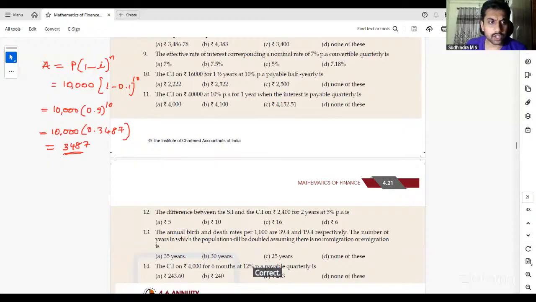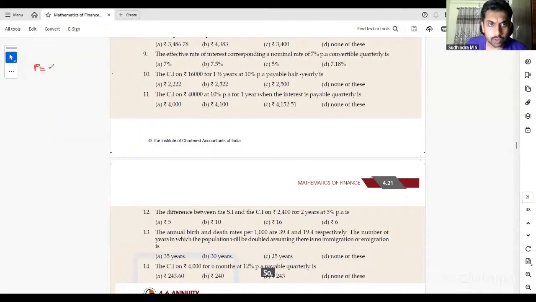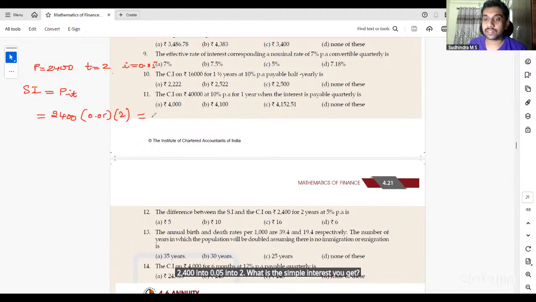Yes. So what have they told us? They want us to find the difference between simple interest and compound interest. So principal is 2,400, time is 2 years, rate of interest is 0.05. Correct, Ashika? Here, simple interest is P into I into T, 2,400 into 0.05 into 2. What is the simple interest you get? 240.